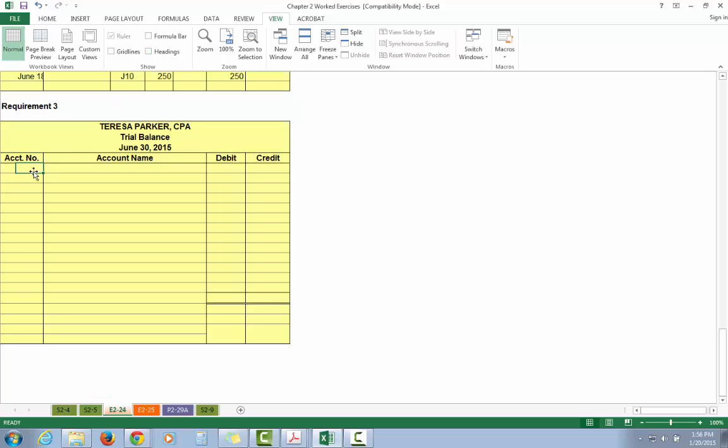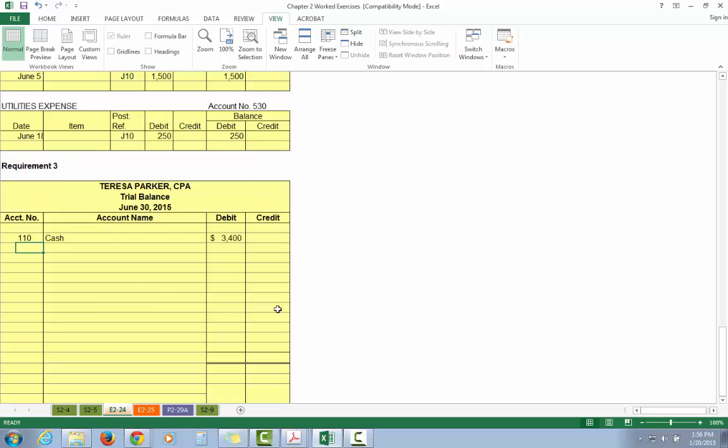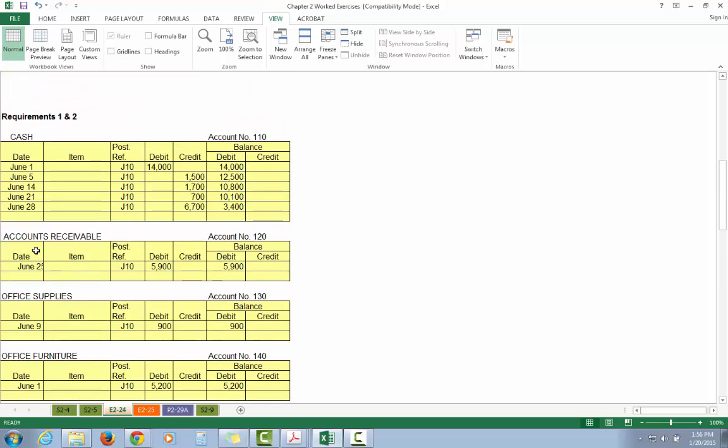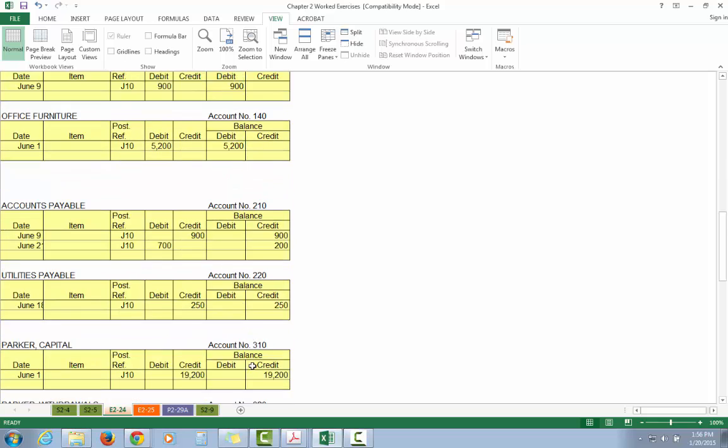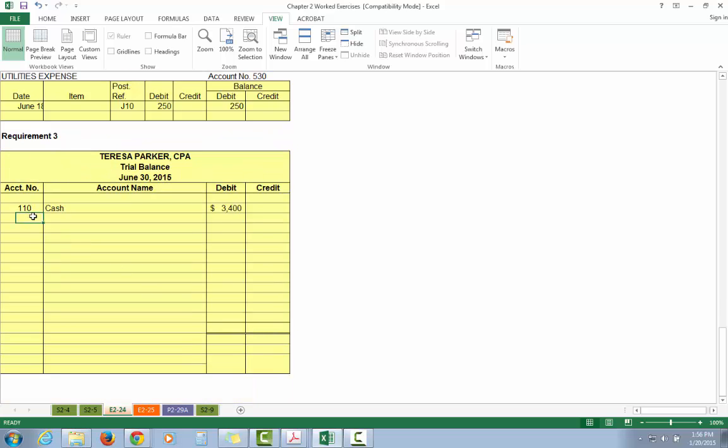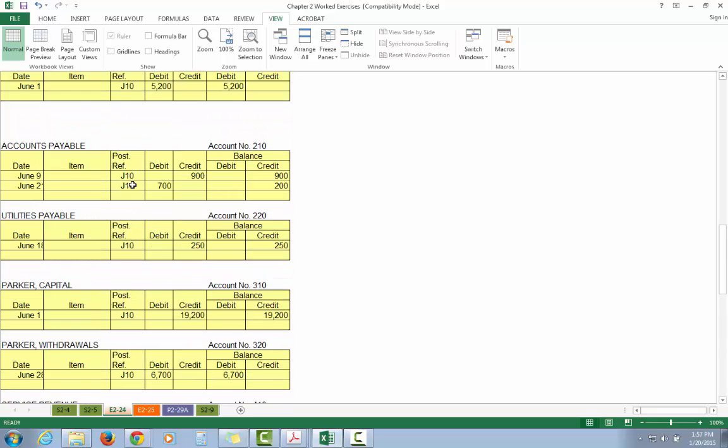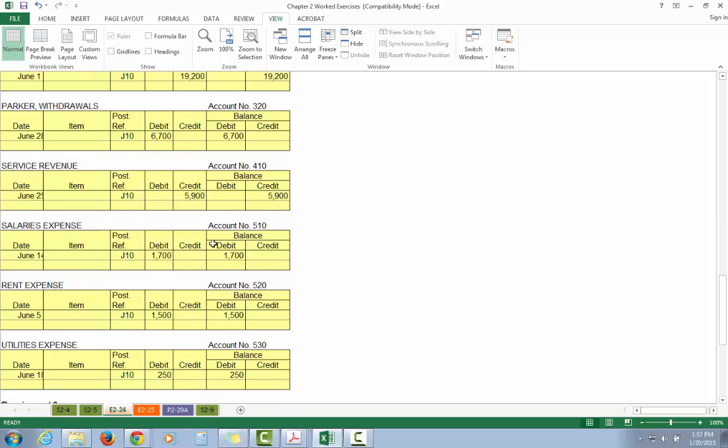So on the first one, account 110 was cash, and it had a debit balance of $3,400. The next account was accounts receivable, which has a debit balance of $5,900. So we do the same thing, 120, accounts receivable, $5,900, and this is just listed in account order. So 130 was office supplies. We ended up with 900. You come up here, 900, 5,900 for office furniture.